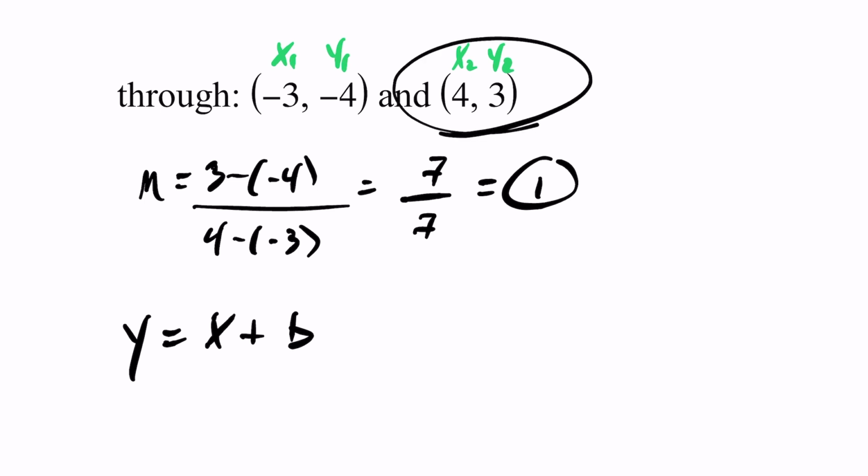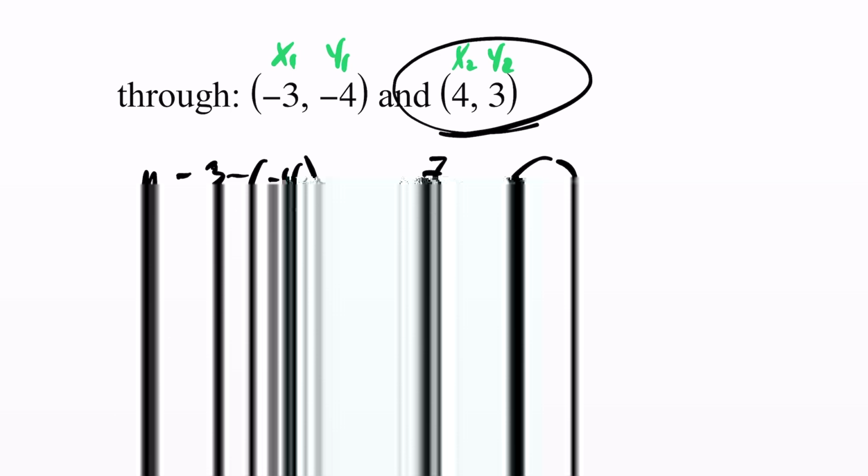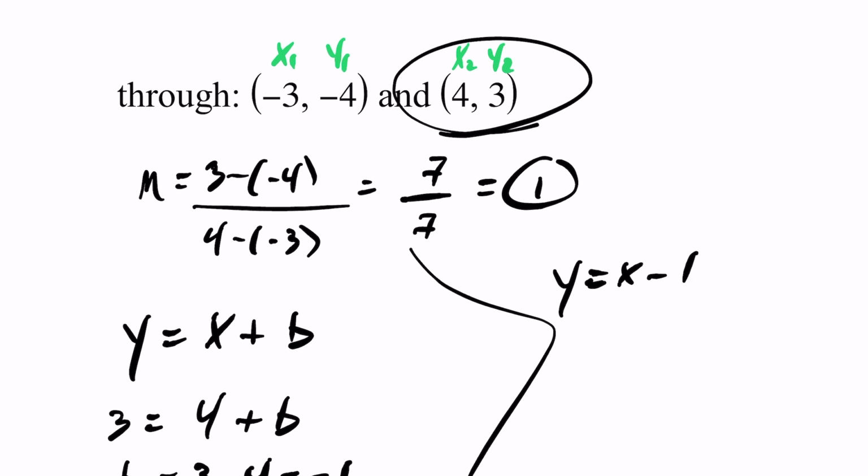I'll go ahead and sub in my second point this time, so I'm going to get rid of the y, it's going to be a 3. Get rid of the x, it's going to be a 4. And solving for b, I get 3 minus 4, which is negative 1. So putting this all together, this equation is y equals x minus 1.